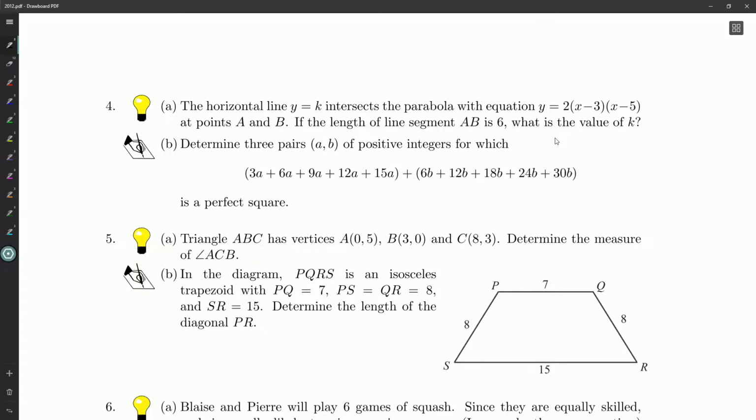Euclid paper. Right. So we've got two parts here. First one with the light bulb, second one requiring full solutions. The horizontal line, y equals k, intersects the parabola with equation y equals 2 times (x minus 3) times (x minus 5), so I can clearly tell the roots, at points A and B. If the length of line segment AB is 6, what is the value of k?